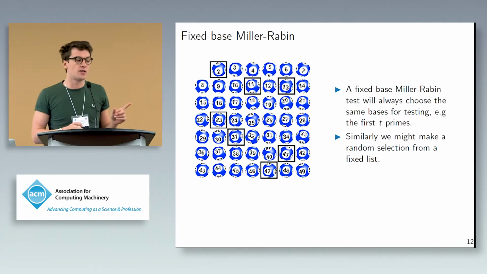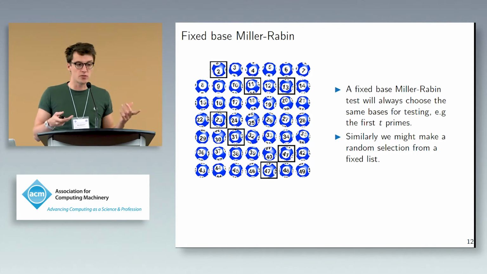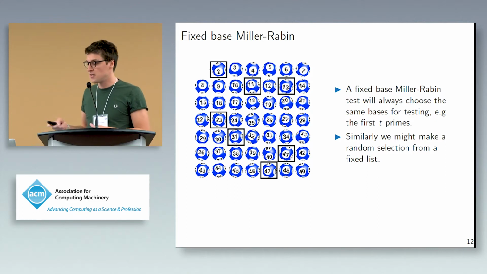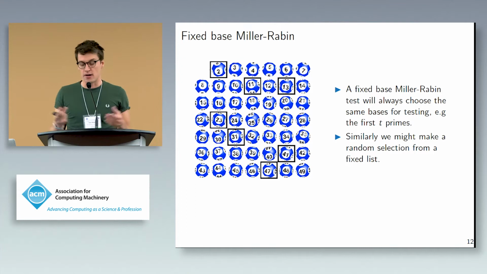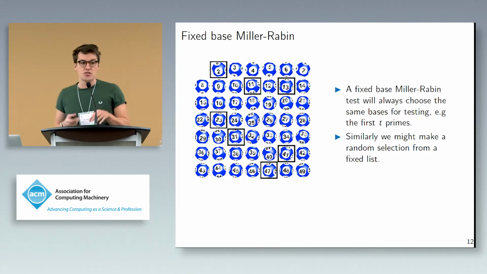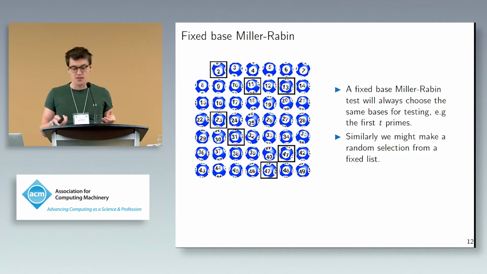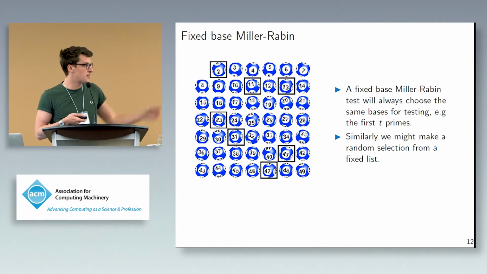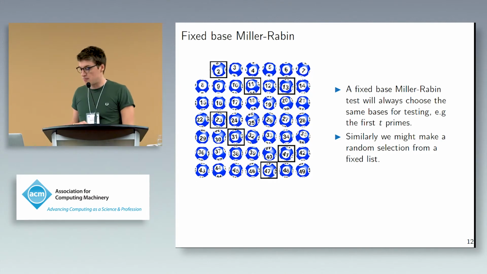One of the most important parts of your Miller-Rabin implementation is how you pick these bases, or how you draw these balls. This can be done in one of two ways. The first way is fixed, so this Miller-Rabin test will always choose the same bases for testing. This might just be the first t primes. In this example, we do the first 7 primes. Similarly, we could just make a random selection from a fixed list. These two things can be thought of as essentially the same thing.